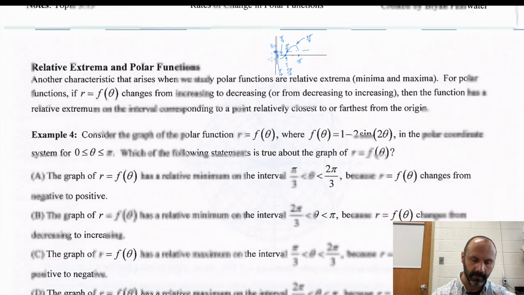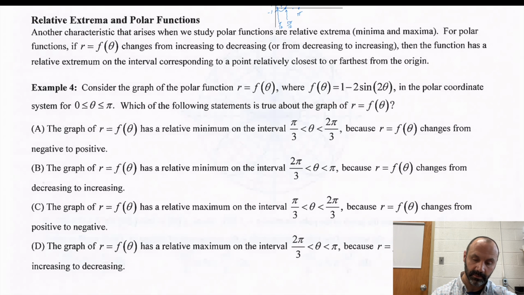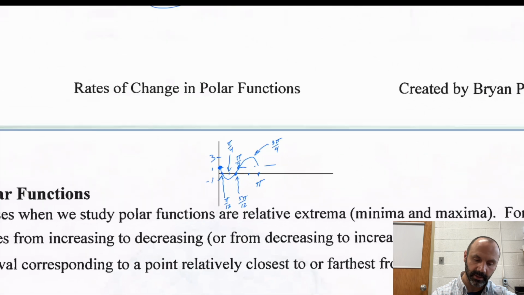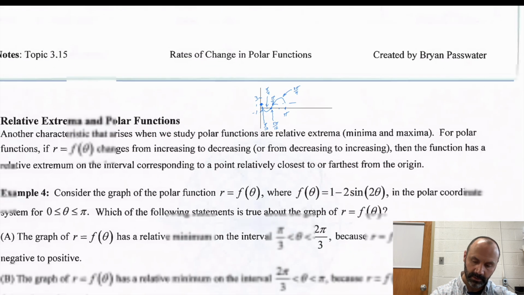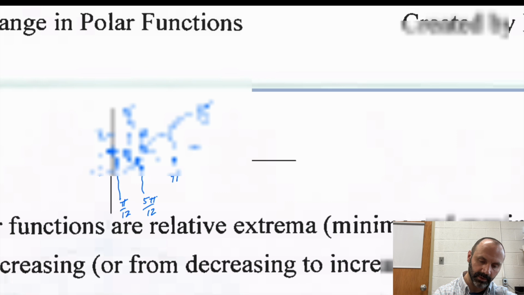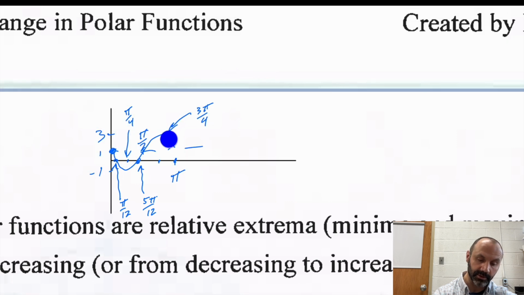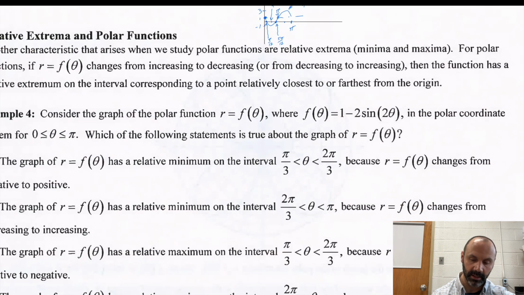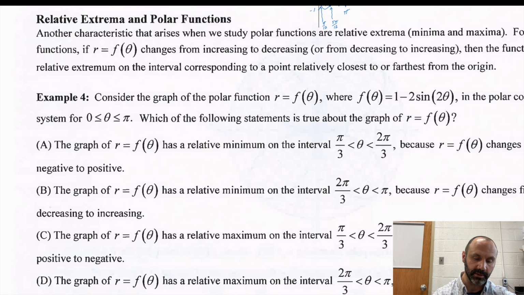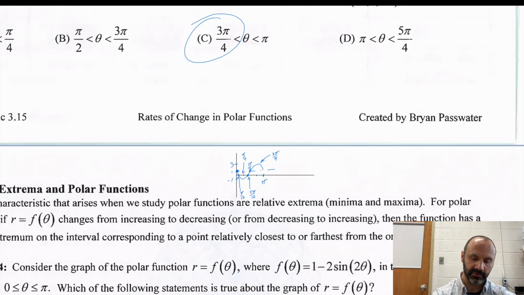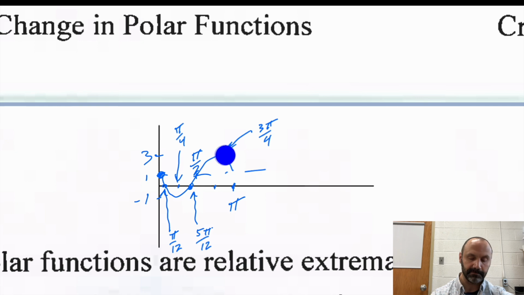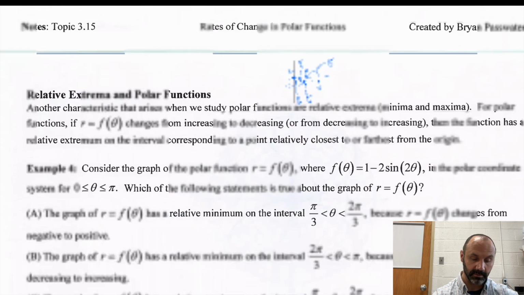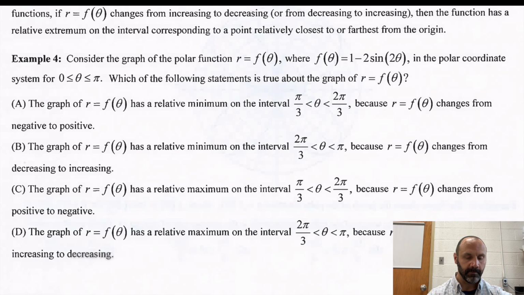So there's no relative minimum there. So A is out. B says between 2 pi over 3 and pi, because r changes from decreasing to increasing. So let's look at 2 pi over 3 to pi. So here's 2 pi over 3. Here's pi. Okay, there is an extremum there, a maximum to be particular. It says because it changes from decreasing to increasing. That's not right. Here it changes from increasing to decreasing. So B is out because of the reasoning behind it.